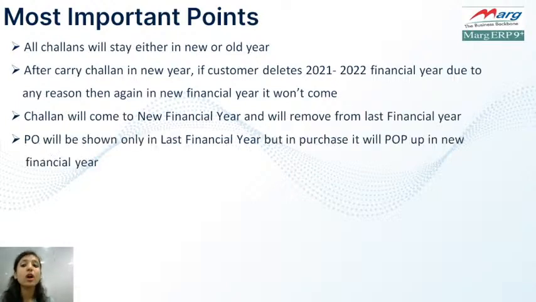As I have told you, a PO, purchase order, will be shown in the last financial year, but in purchase it will pop up in the new financial year. Like in the case of challans, it will show either in the new financial year or in the previous financial year. But in the case of purchase order, it is different from challans. If you have carried your purchase order, it will only show in your previous financial year, but will give you a pop-up while you are creating your purchase entry in the new financial year.